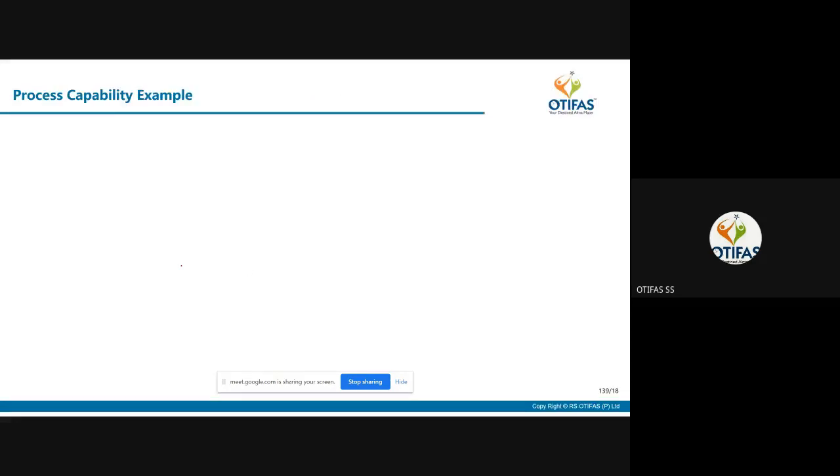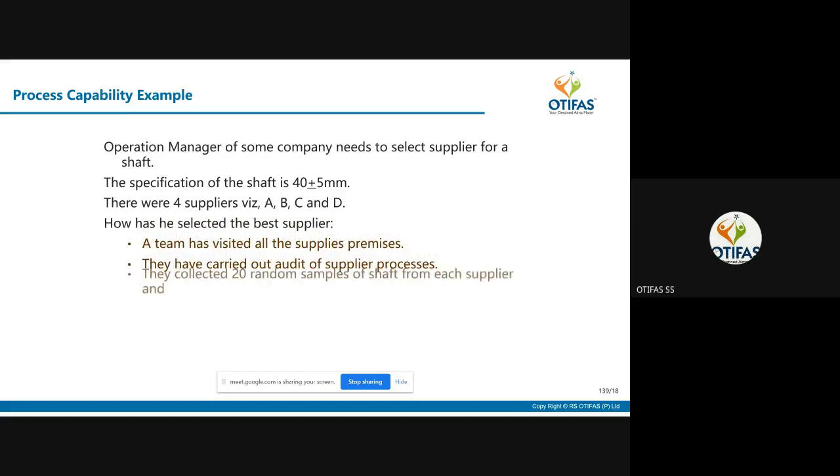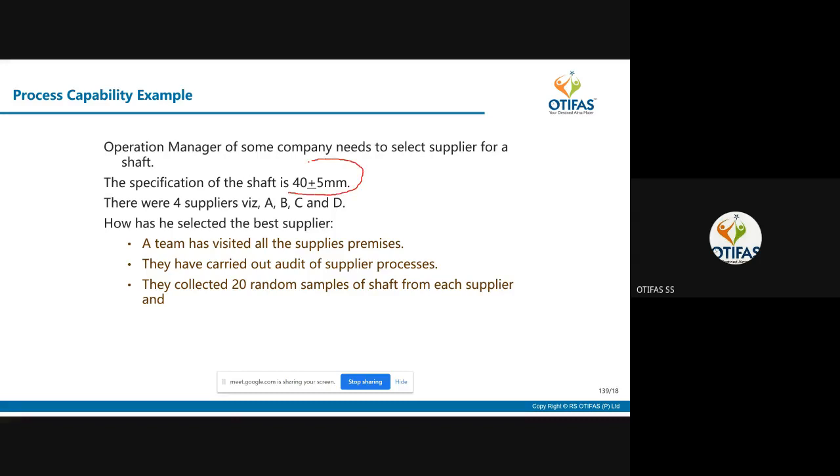So, a process capability example: an operations manager of some company. Let's say I want to select a supplier from 4 suppliers, and this is my requirement: 40 plus minus 5 mm. Okay. Now I have 4 suppliers, A, B, C, D.